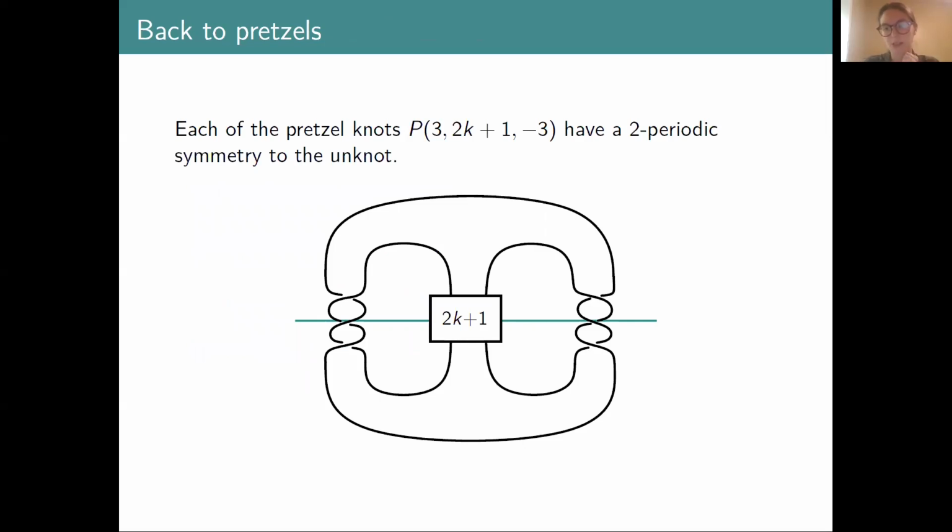Okay, so back to the pretzel knots that we're interested in. Each of these knots has a 2-periodic symmetry. So it's the first step to running the procedure that we just described. Here it is. The axis goes between the first crossing through the twist box and through that last crossing on the right. And my drawing maybe doesn't make this clear, but it's not intersecting the knot anywhere. And if I rotate 180 degrees into the plane, I'll get the same diagram back.